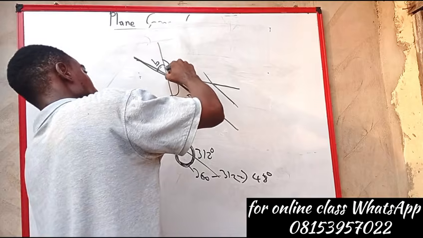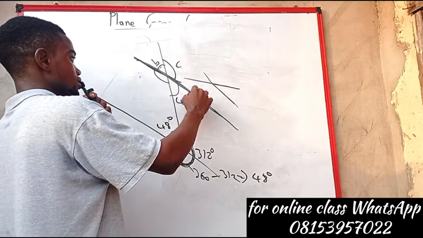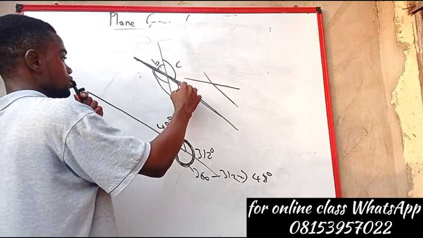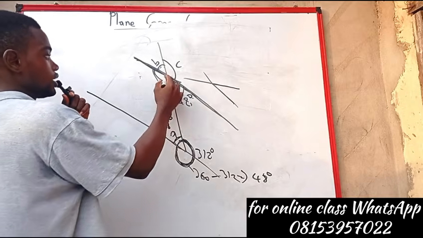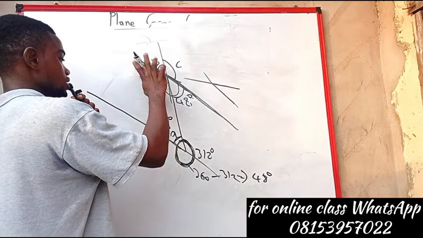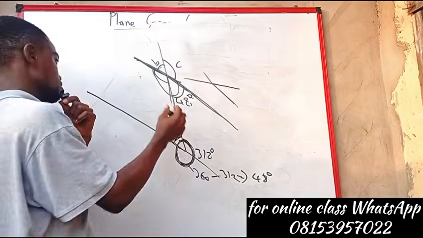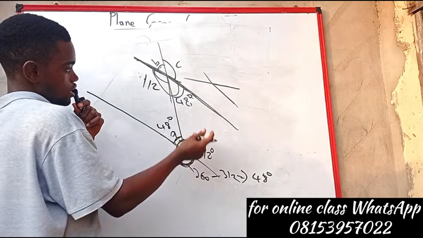Now looking at this side, we now have a straight line angle. This angle here is a straight line. This angle and this angle sum up to what? 180 degree. Already here is 48. Remove 48 from 180. What are you going to get? I think it's going to be 112.